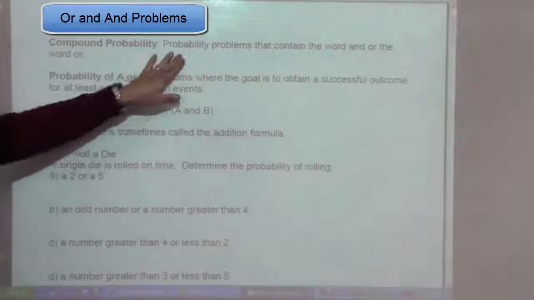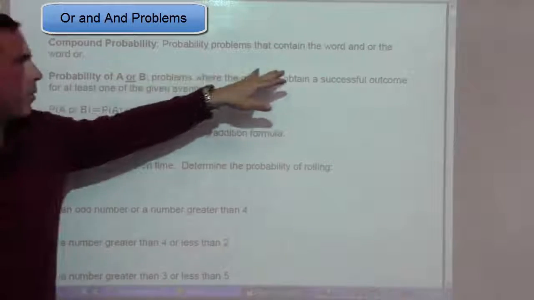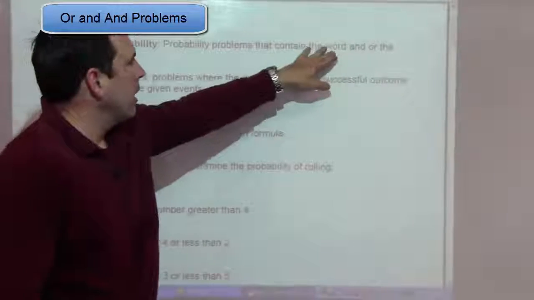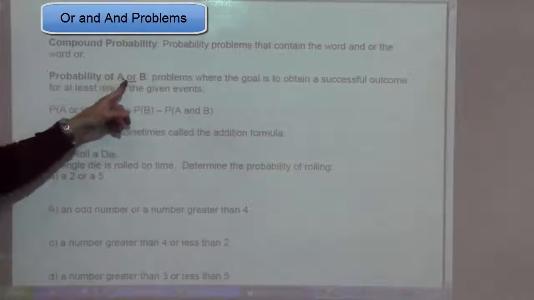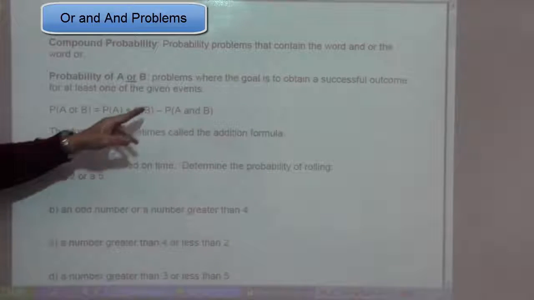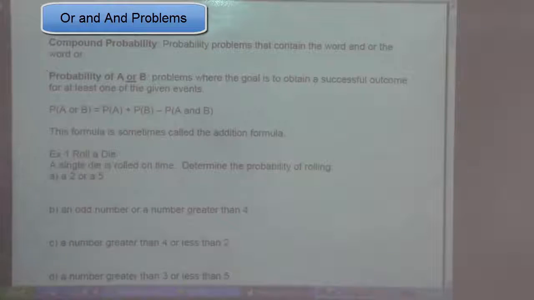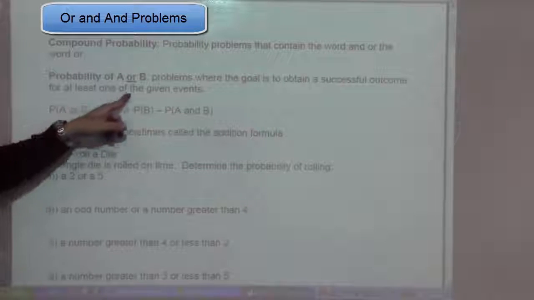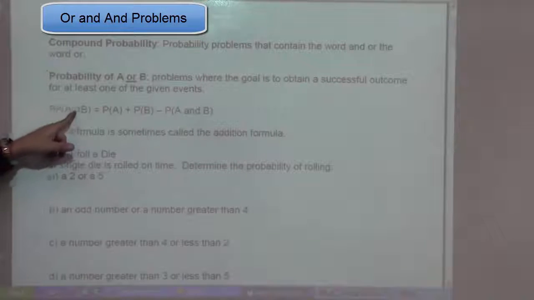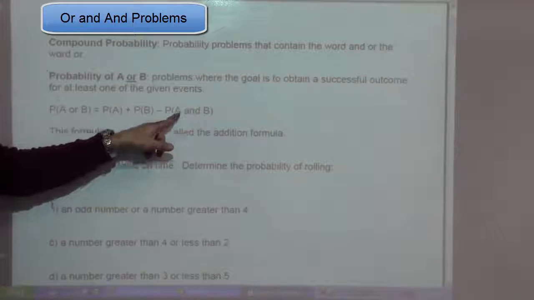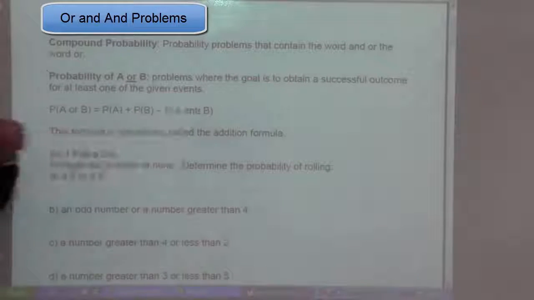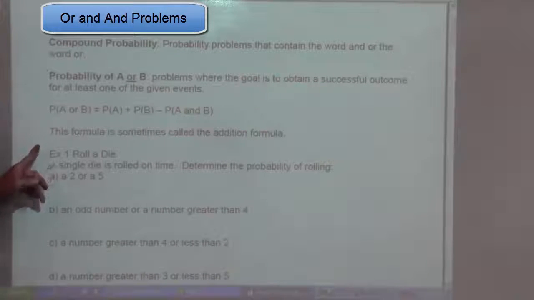Compound probability is probability problems that contain the word and, or the word or, one or the other. Probability of A or B. These are problems where the goal is to obtain a successful outcome for at least one of the given events. So the probability of A or B is the probability of A plus the probability of B minus the probability of A and B, of both things occurring. This formula is sometimes called the addition formula.